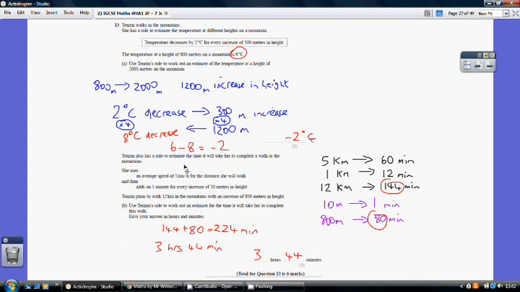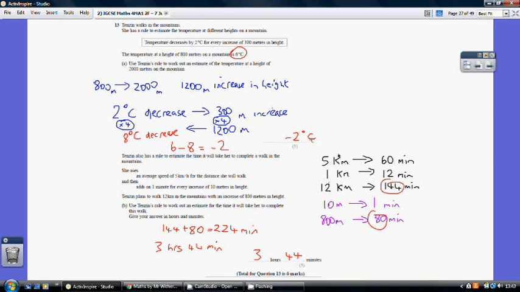Right, for part B, so we've got a new rule here. We use an average speed of 5 kilometers per hour for the distance you will walk, and then you've got to add on 1 minute for every increase of 10 meters in height. And she plans to walk 12 kilometers in the mountains with an increase of 800 meters in height. So let's first of all look at how long it's going to take for the normal walking. So we know we go 5 kilometers in 1 hour. Okay, that's our starting point. 5 kilometers in 1 hour, which is 60 minutes. So by proportion, let's think about how long 1 kilometer is going to take me.